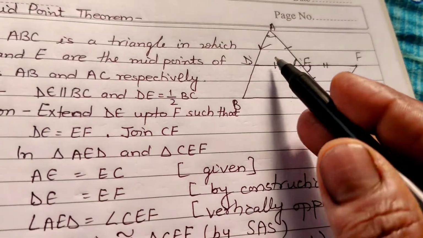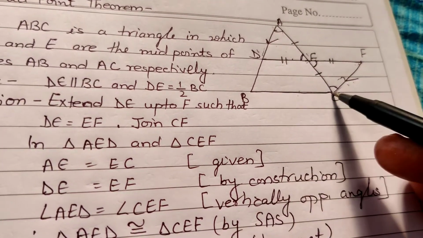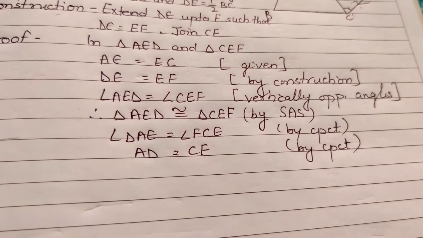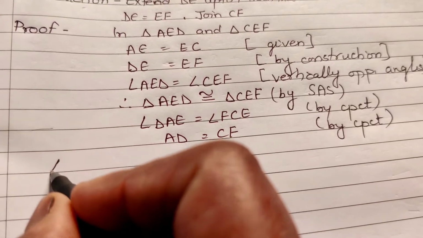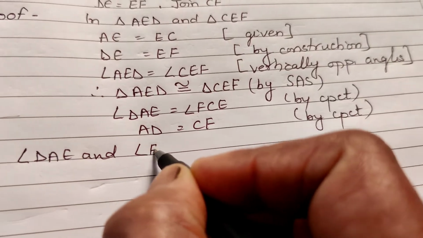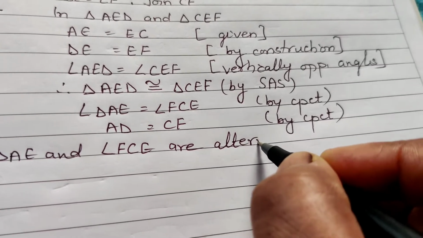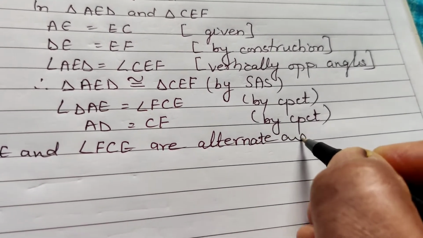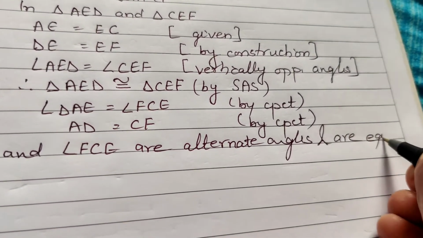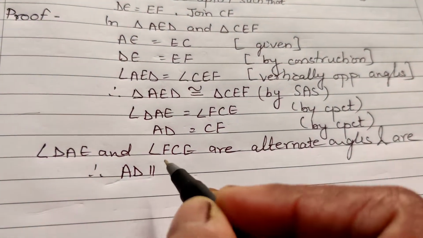The angle A equal to angle C. They are forming alternate angles. Therefore, line AD parallel to CF. If alternate angles are equal, then the lines are parallel. Angle DAE and angle FCE are alternate angles and are equal. Therefore, AD parallel to CF.